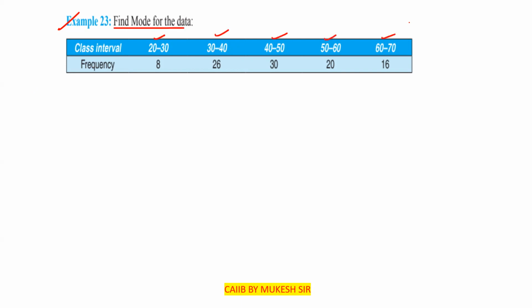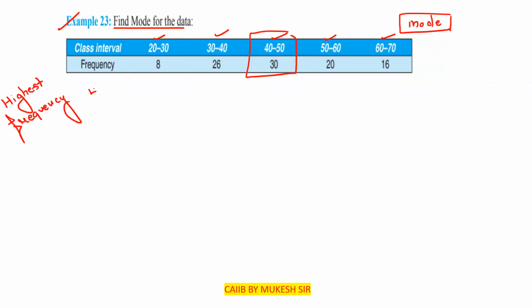First of all, for the mode we have to check which class interval has the maximum repetition, that is, the highest frequency. The highest frequency in this case is 30, for the class interval 40 to 50. So we will pick that interval.